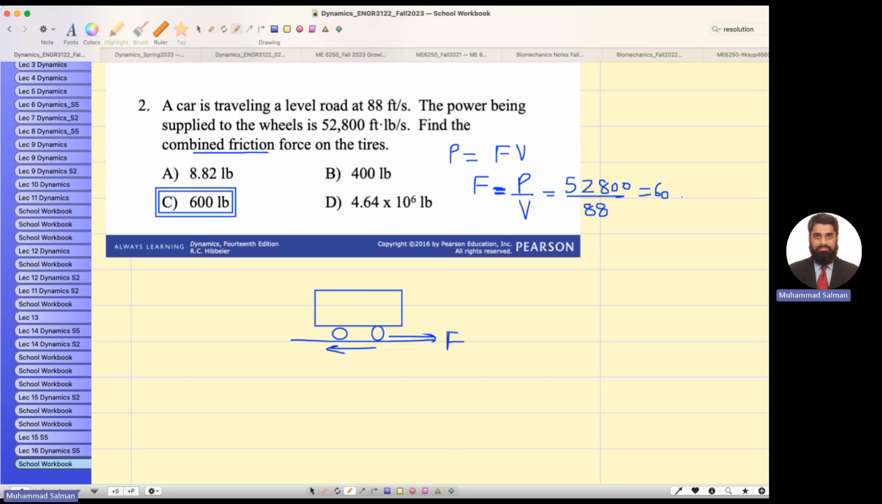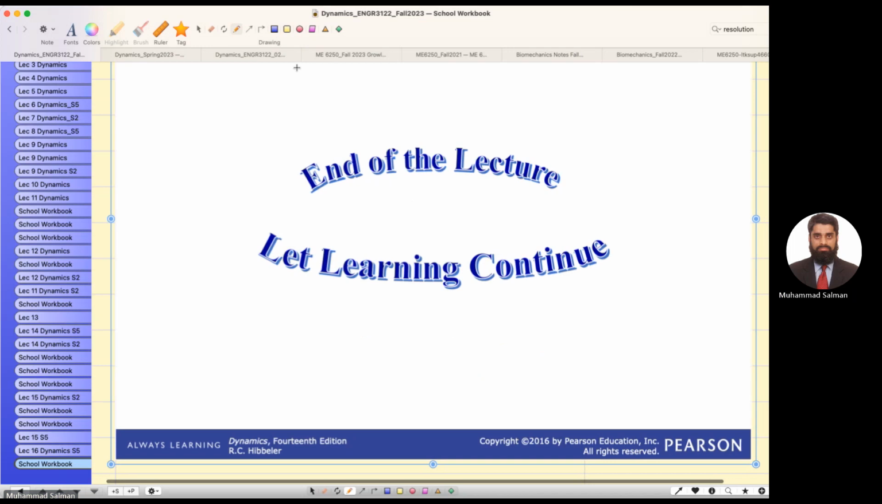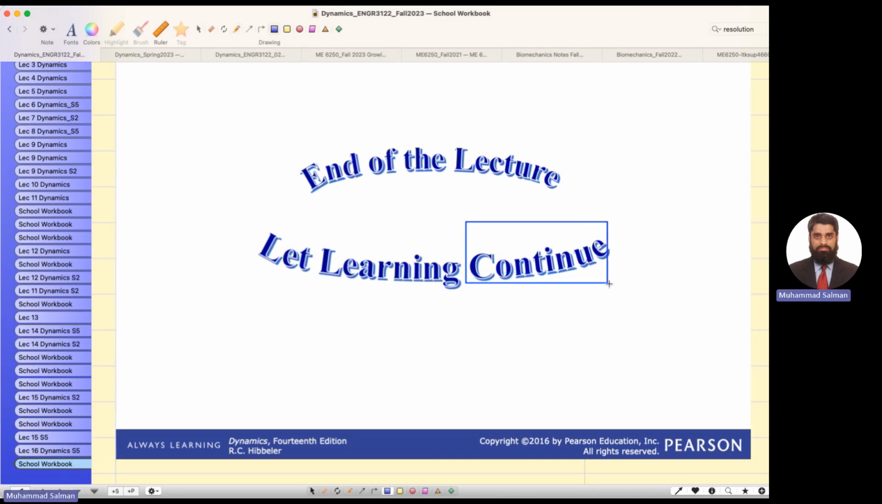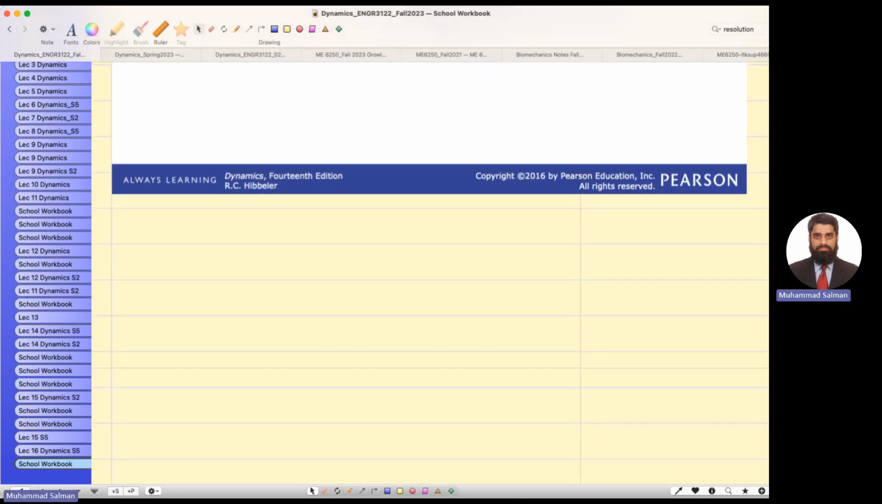So we have finished this section, but you see what is written? Let the learning continue. I will emphasize this word, continue. Even at the end of the semester, I'm still learning. Even at my age, I'm still learning. So even after you graduate and go to industry, you will still keep learning. And it's good to learn.